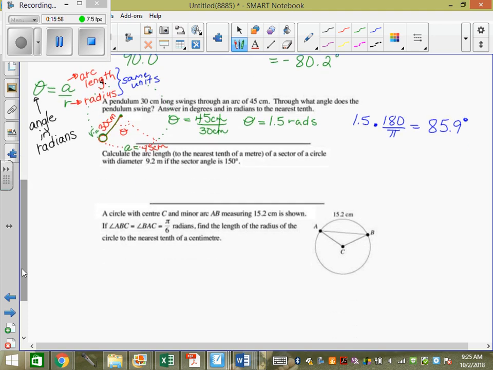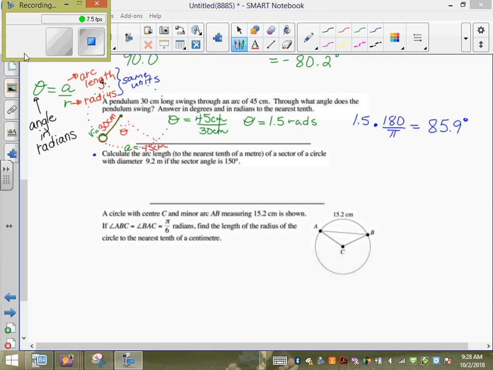Can you guys try this one? Right here. Okay. Calculate the arc length to the nearest tenth of a meter of a sector of circle with diameter 9.2. So what's my radius? 4.6. We divide by 2. Sector angle is 150 degrees, but we're going to multiply by pi over 180. So what do you get? Sorry, what's this in radians? 150 pi over 180, not rounded.